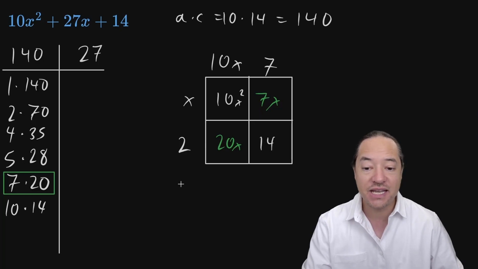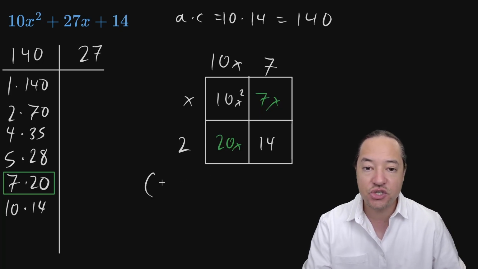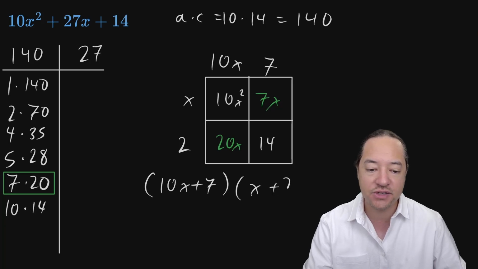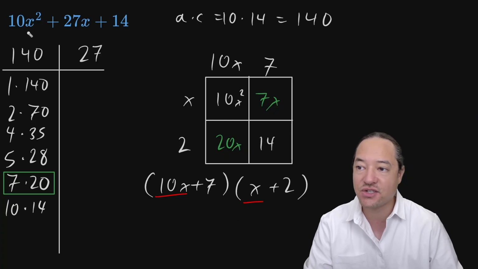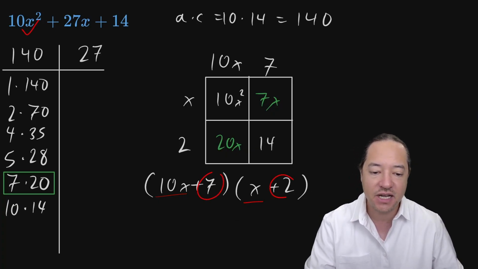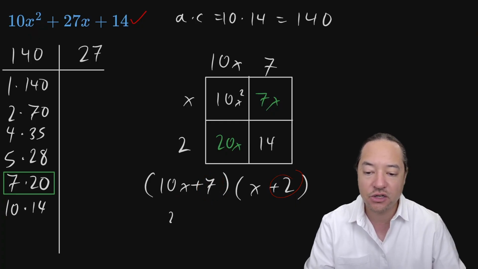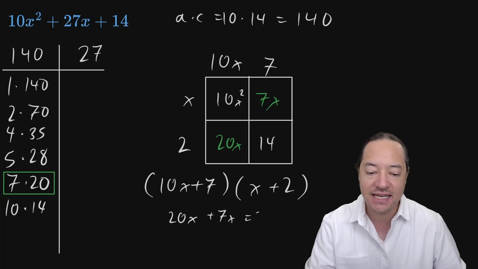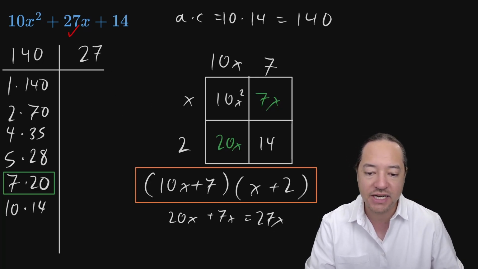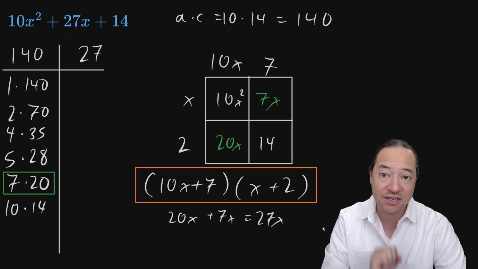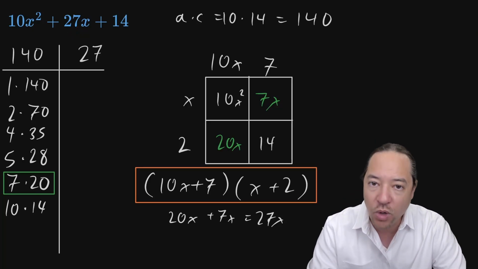So what I'm saying is my factorization should be 10x plus 7 times x plus 2. And let's FOIL it out. 10x times x is 10x squared. Good. 7 times 2 is 14. Good. Now let's do the outer times outer. That'll give me a 20x. Inner times inner is a 7x. Yes, that is 27x. That's what we want. This will be the correct factorization. Okay, so it's the box method here. I think we have one more to do.